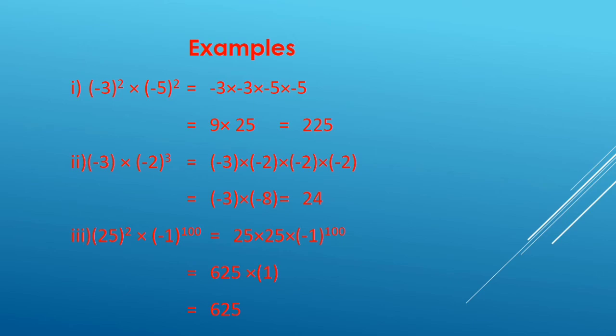Hence, when we multiply 1 100 times we get 1 itself, and since the power is even, we have a positive result. Therefore, minus 1 to the power 100 is 1. Hence, 625 into 1 is equal to 625.